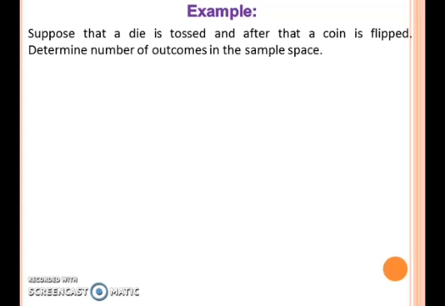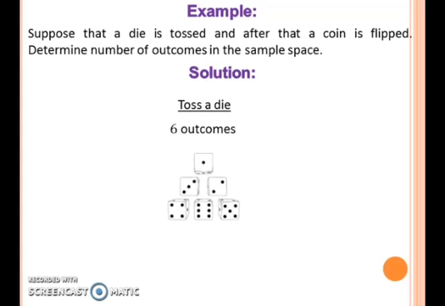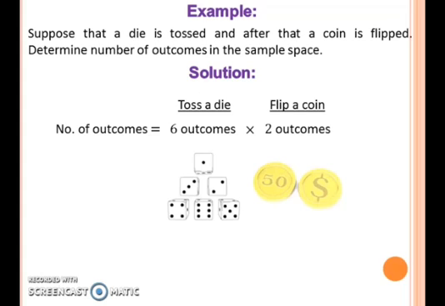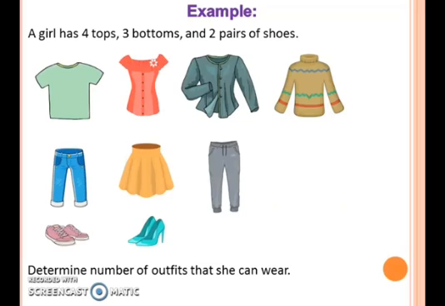Suppose that a die is tossed and after that a coin is flipped. Determine number of outcomes in the sample space. For tossing a die, there are 6 outcomes, and for flipping a coin, there are 2 outcomes. We want to perform these 2 actions together. So number of outcomes is 6 times 2, which is equal to 12. Let's look at another example.